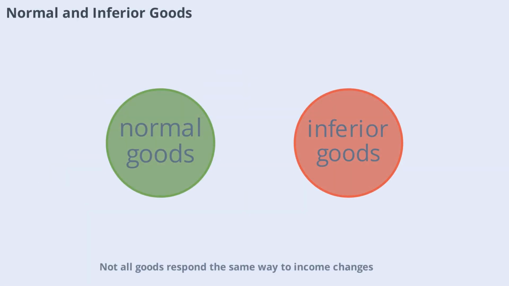Not all goods respond the same way to income changes. Normal goods are those you buy more of as your income rises, like organic fruit or new clothes. Inferior goods are those you buy less of as your income increases, such as instant noodles. Understanding these categories helps economists predict consumer behavior in different economic situations.